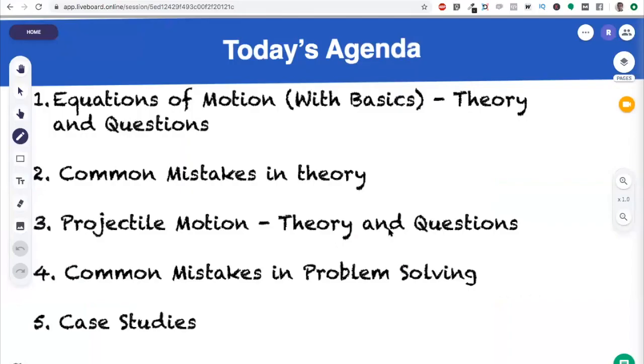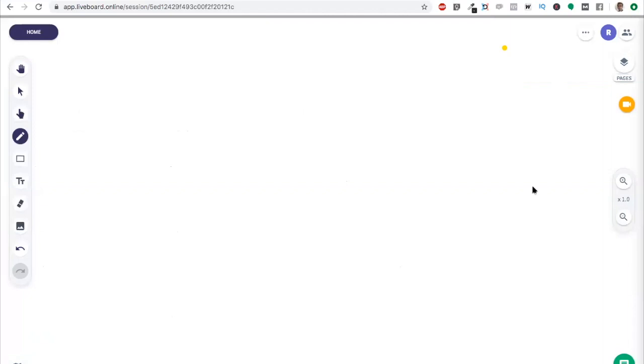Derive the equations of motion. So in today's agenda, we are going to derive equations of motion. A lot of students might know there are three equations of motion that we study in kinematics, and we will look at how to derive that, because when I ask students how the derivation of these equations comes, they get stuck a lot of times.